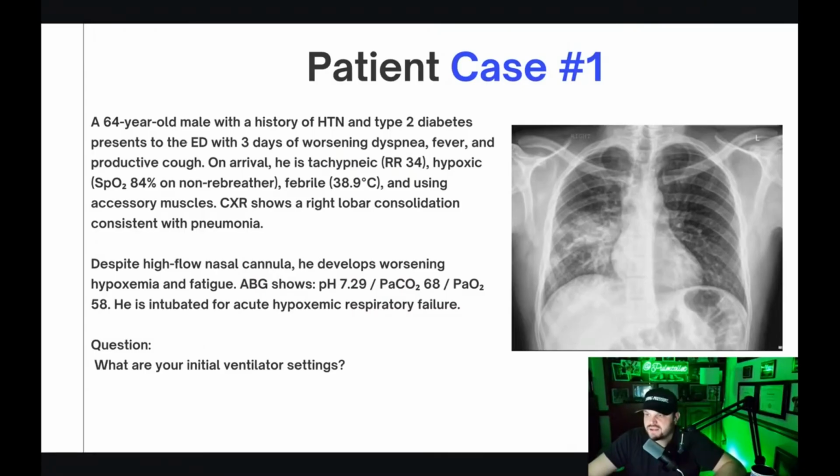He comes in, he's got a right, probably lower lobe pneumonia because it doesn't obscure the right heart. So it's not right middle, probably right lower. And he gets intubated, and the initial gas is 7.29, PCO2 is 68, and PO2 is 58. And then we intubate the patient.